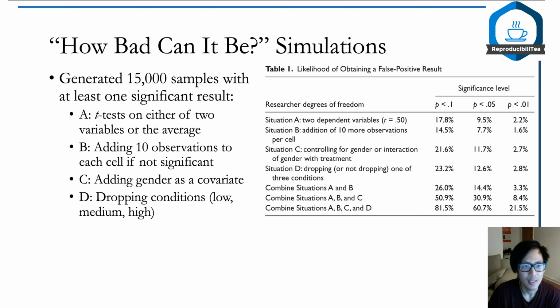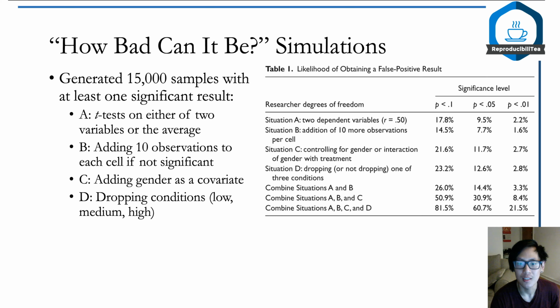Situation C is adding gender as a covariate, so like using an ANCOVA rather than an ANOVA. And situation D, which is dropping conditions. So if you had a low, medium, and high manipulation, you might drop the medium manipulation, for example, to only analyze the low versus high conditions. They also examined doing a combination of these four things.